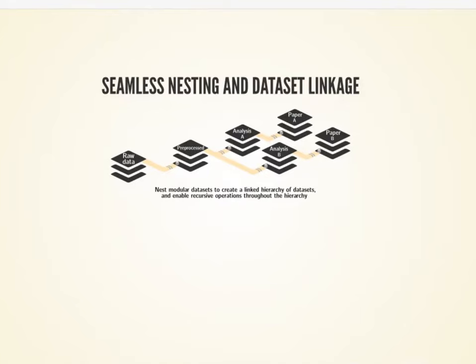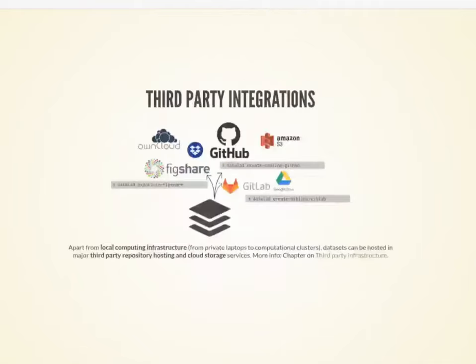And what you can also do is work with these hierarchies of datasets as if they are just a single dataset. Everything that we'll be talking about has a recursive option, and that applies whatever operation it is, version control, provenance records, anything, throughout any number of linked subdatasets, so that you can, for example, update everything up to the raw data in this example here.